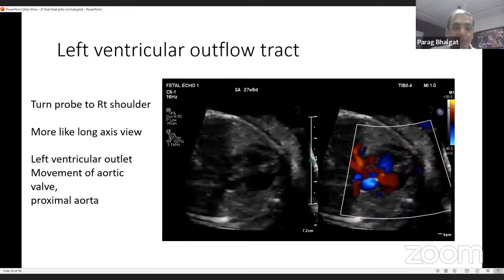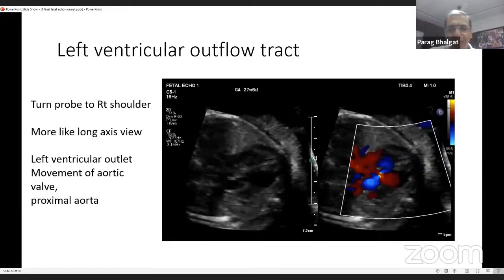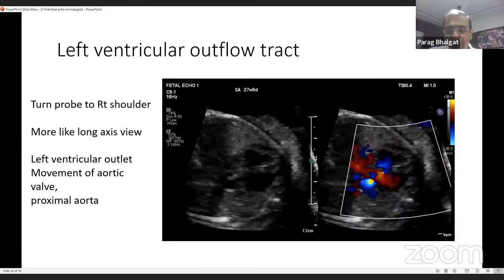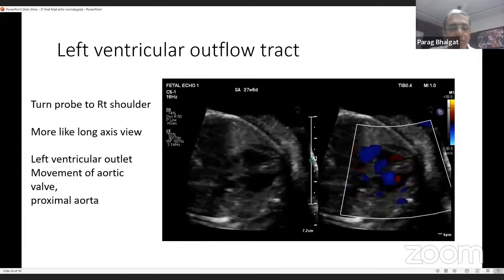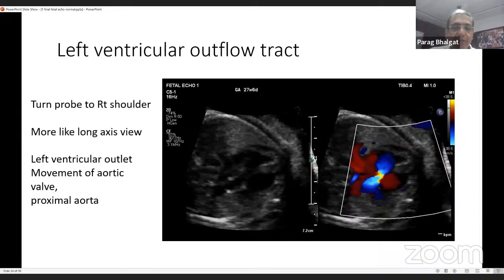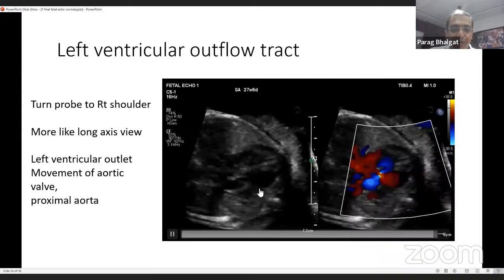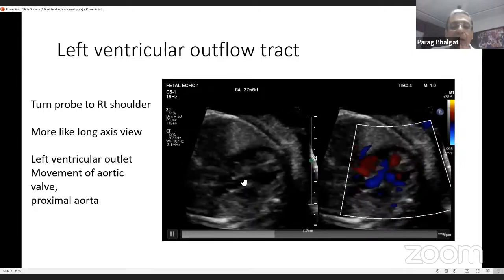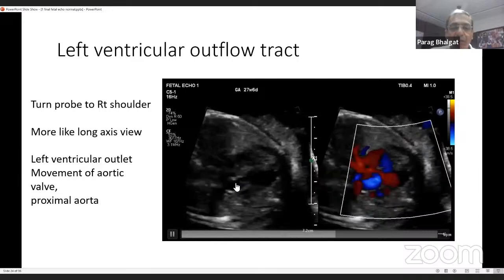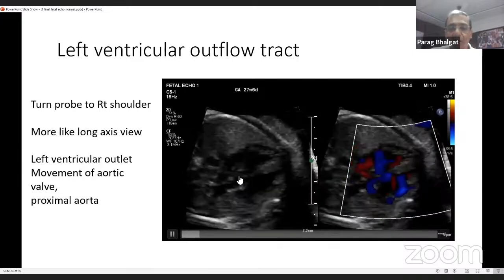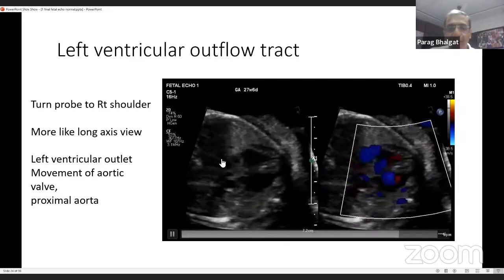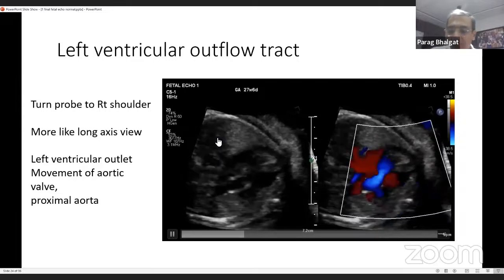Now demonstration of the left ventricular outflow tract. These images I have taken as per standard guidelines. You can refer to them. This is just a beginning. While tilting the probe towards the right shoulder, we get an image which is more like a long axis view. We see the left ventricle, right ventricle, left ventricular outflow tract as shown with blue, and then aortic valve opening and proximal aorta. We can also see bifurcation into LPA, but that's not important in this.